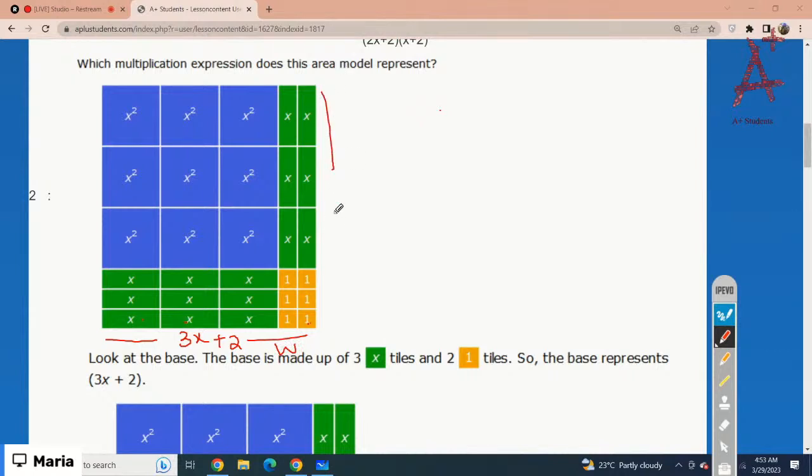Now you need to calculate the length. You have 3 tiles for the x, it would be 3x, and 3 tiles for the 1, so it would be 3x plus 3. So the multiplication expression you write down would be 3x plus 3 and 3x plus 2.